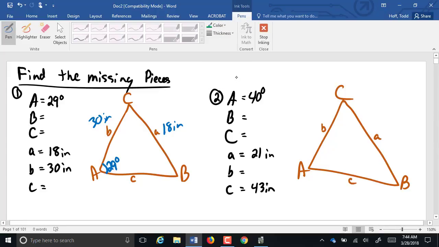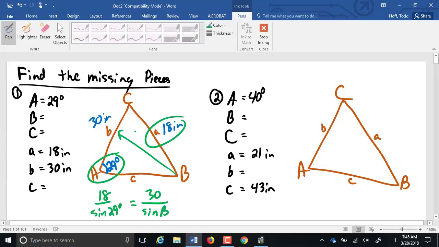But anyway, from what I have here, what can I find? First of all, do I have a side and its opposite angle? Yes, I've got A and A. So that's 18 over the sine of 29. Now the only other piece of information I have is the 30. That's a side, so it goes on top of the 18. What's going to go below it? Sine of B. B is the angle that's across from the 30.